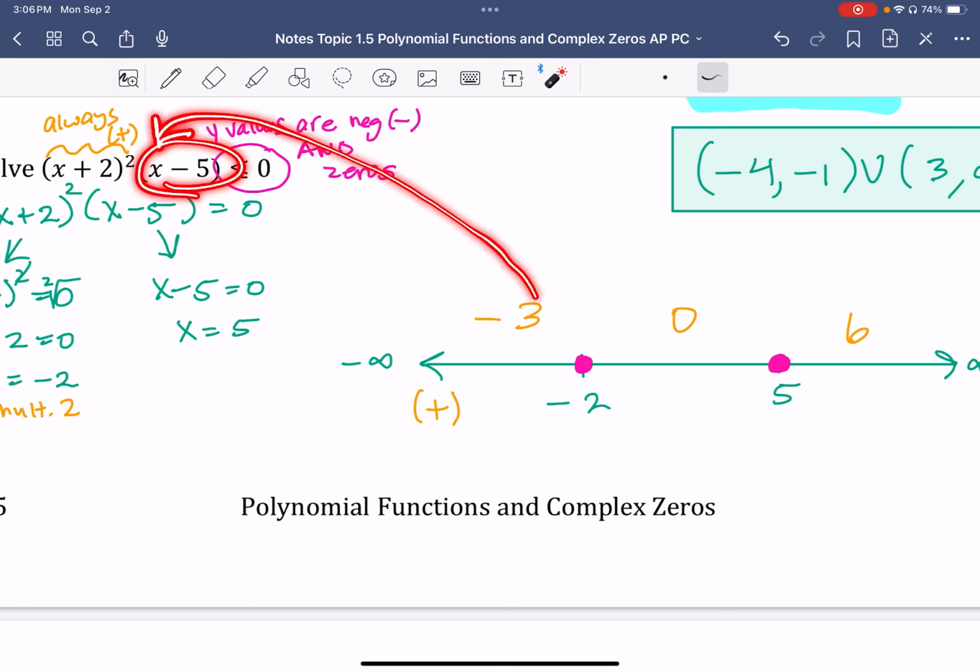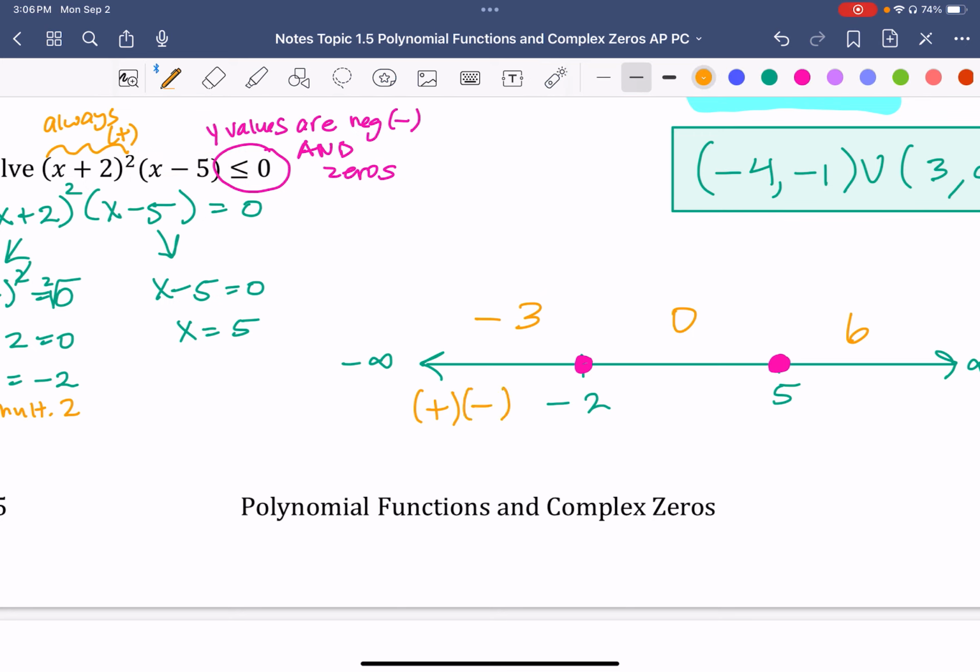So if I put negative 3 minus 5, I know that's going to be negative. And a positive times a negative is a negative. Okay, remember the first factor was always positive, so you plug 0 into the second factor, which is 0 minus 5, that's negative, and a positive times a negative is a negative. Okay, the first factor is always positive, and then 6 minus 5 is positive, and two positives make a positive.